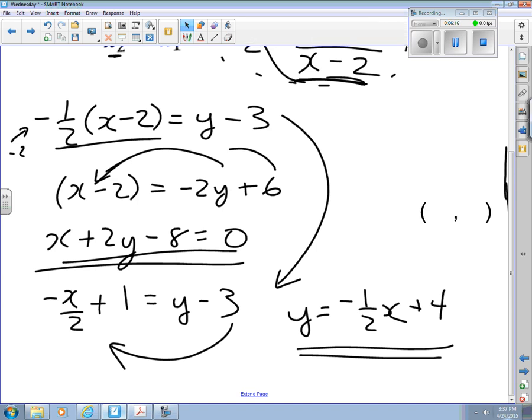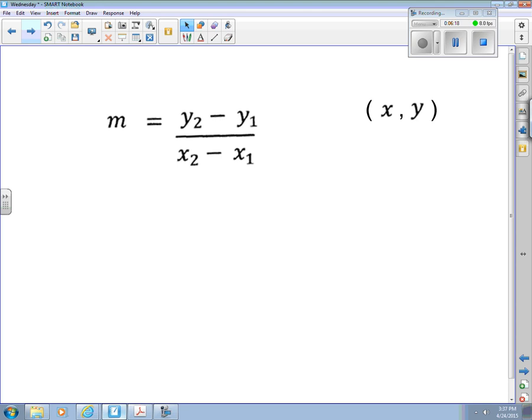Let's do it without any numbers. So here's the situation. I have 1 point that I know. I'll call it x1 comma y1. And I have another point that I don't know, but instead of calling it x2, y2, again, I will call it just unknown y value and unknown x value.